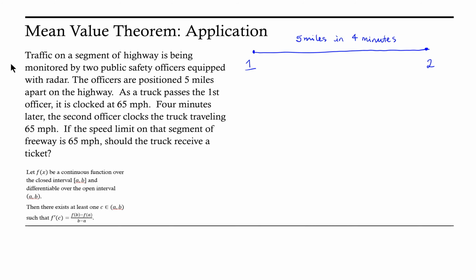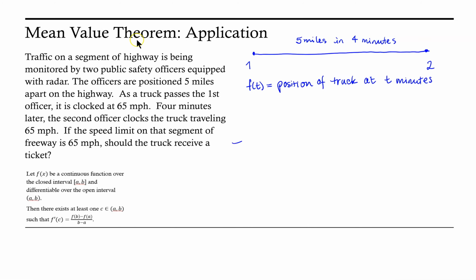So where are the functions, and how might we reason about this being associated with the mean value theorem? Well, we can talk about the position of the truck at time t. So f of t could be the position of the truck at t minutes. So let's assume that our truck passes the first officer at time t equals a, and then passes the second officer at time t equals b.